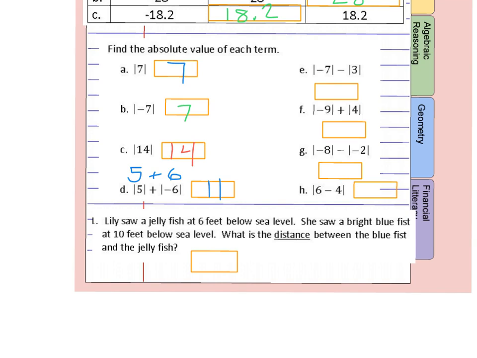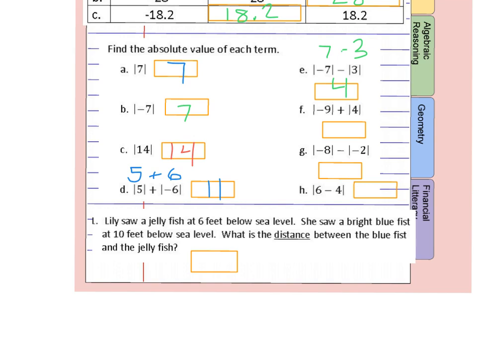If we go to E, we're going to do that same thing. So we're going to use that same thought. The first one says the absolute value of -7. So -7 is 7 spaces from 0. And it's minus the absolute value of 3. And 3 is 3 spaces from 0. So we have 7 minus 3, which is 4.